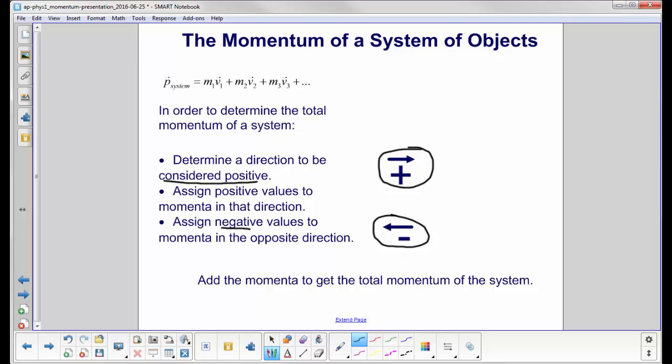Then you would add these positive and negative numbers to get your total momentum of the system. If that sum is positive, then the momentum would be to the right. If the sum is negative, then the total momentum of the system would be to the left. You could also talk about that as being to the east, to the west, positive, negative. As long as you stay consistent and clearly identify what you're working with, it's just fine.